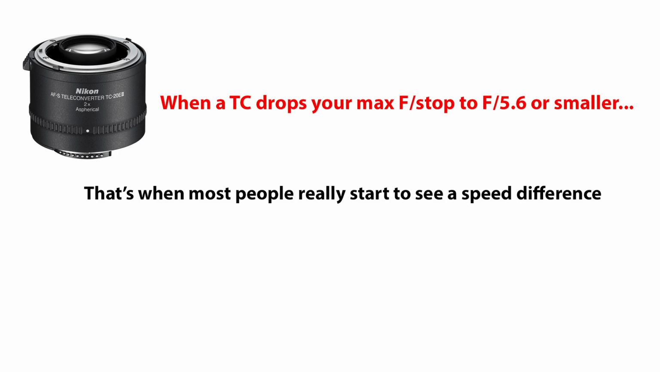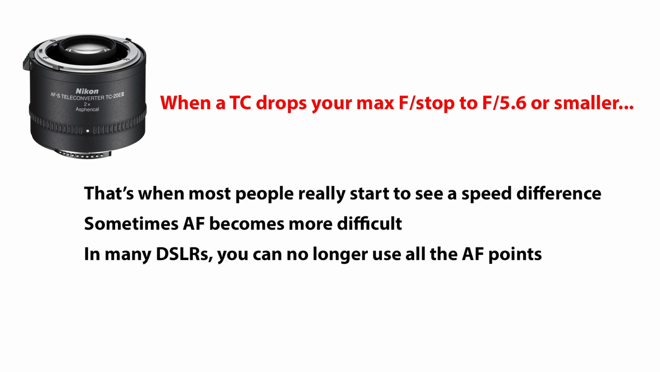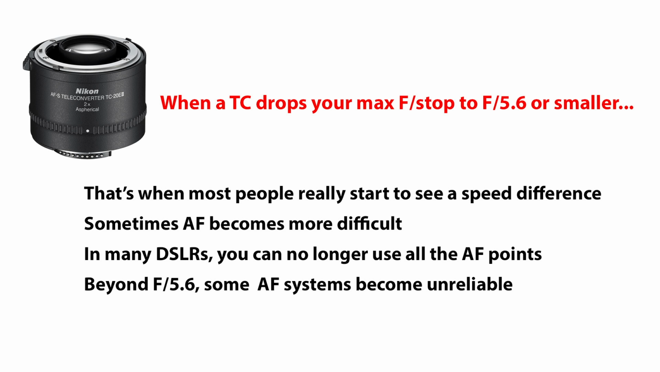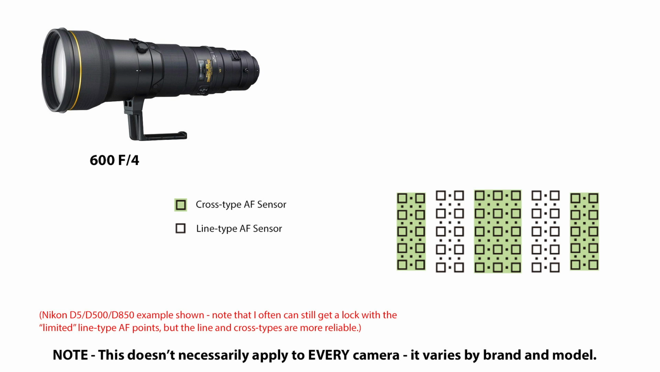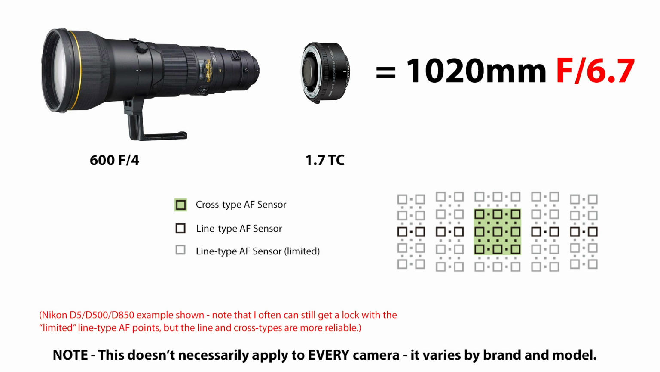However, when adding a TC drops your effective maximum f-stop down to 5.6 or smaller, the AF performance drop is often very noticeable. Not only do things slow down, but on most DSLRs, if you drop past f5.6, focus can become much more difficult and/or the number of AF points you can use actually decreases. In fact, many older cameras simply can't focus reliably beyond f5.6 at all. For example, maybe when you add a TC and drop past f5.6, some of your cross-type AF sensors revert to line sensors. You see that a lot when you add a 1.7 TC to an f4 lens.